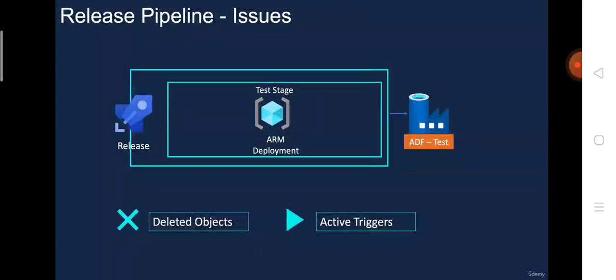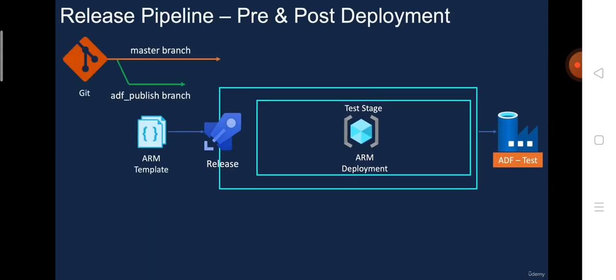Now that we understand the issues faced by the current pipeline, let's look at fixing them. As we discussed before, in order to fix these issues, we need a pre-deployment script to stop the active triggers and a post-deployment script to start the triggers after the deployment. Also, we want the post-deployment script to delete any objects that are not present in the ARM template. We can write our own scripts for this, but Microsoft has made a script available in their official Git repository, and we can use that. Let's start by taking a look at the Microsoft documentation around this.